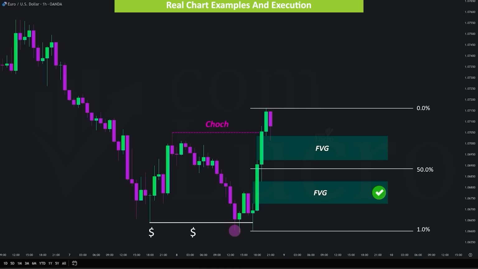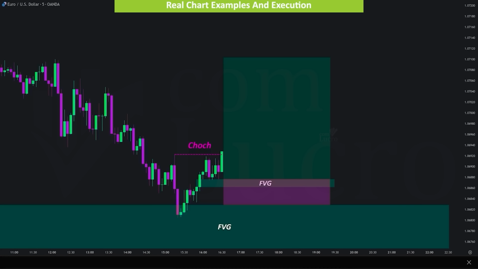After marking this area, we simply wait for price to return into the fair value gap and then drop to a lower time frame to search for long trade opportunities. When we move down to the 5-minute chart, we can see price forming a change of character by breaking above this level, which serves as our confirmation and reversal signal.